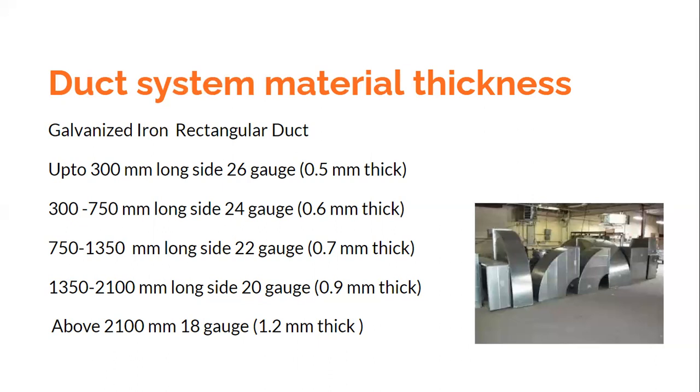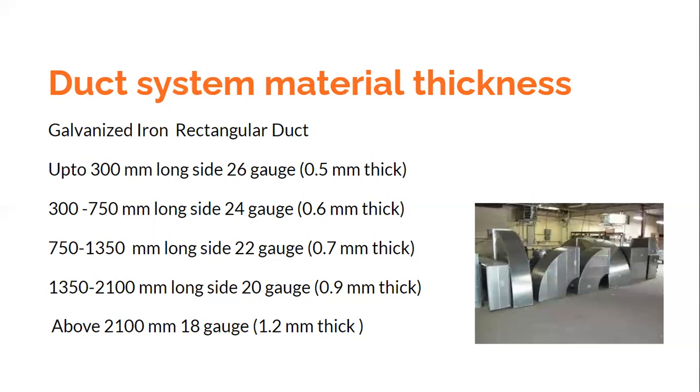Okay. If you go for a lower number of gauge, 26 gauge is a higher number, so thickness is lower. If you go for 18 gauge, 18 gauge is the lower number, but the thickness is higher. So this is the way industry talks about the gauges. 26 gauge means 0.5 mm thick, 24 gauge means 0.6 mm thick, 22 gauge means 0.7 mm thick, 20 gauge means 0.9 mm thick, and 18 gauge means 1.2 mm thick. And we are talking about GI.